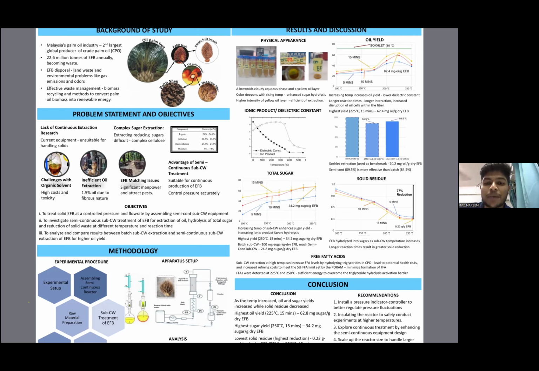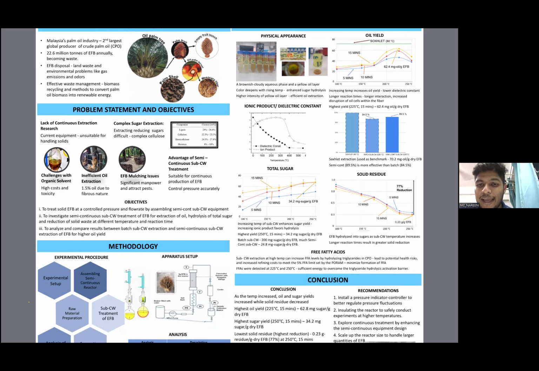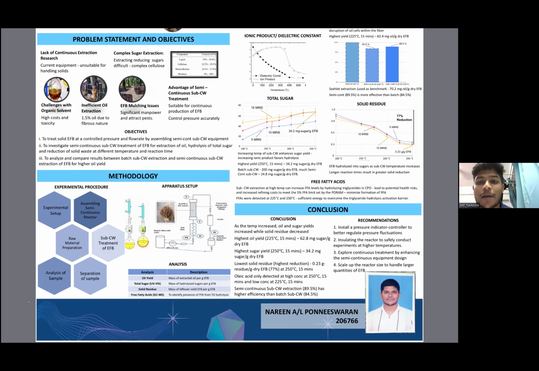Next is the raw material preparation, where EFB was collected from Sime palm oil mill. And the most important process is the subcritical water treatment of EFB, which happened at two different manipulated variables: reaction times of 5, 10, and 15 minutes, and temperatures ranging from 100 degrees to 250 degrees.